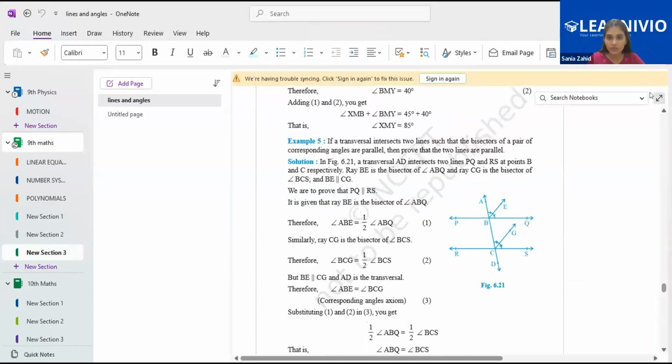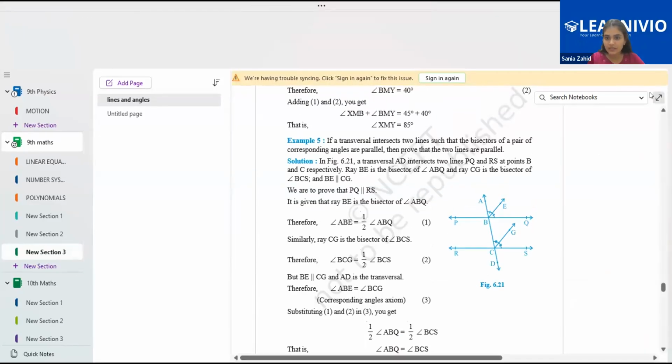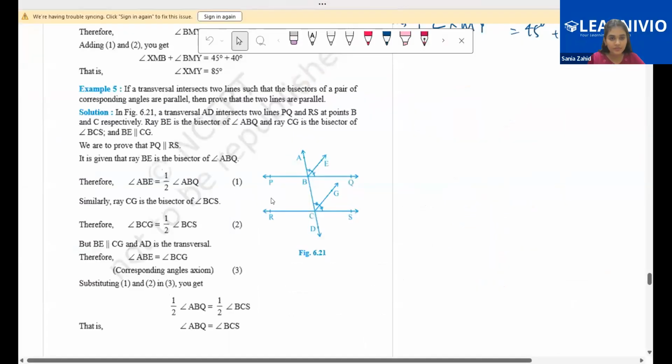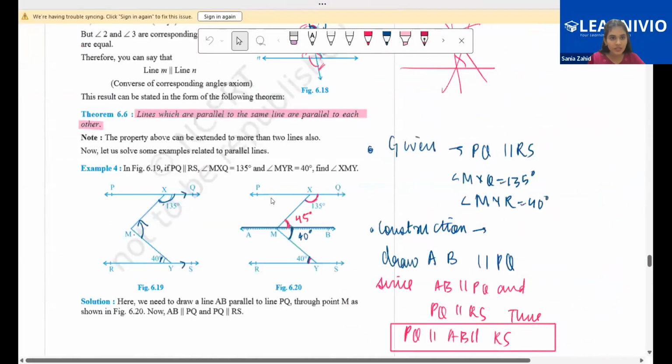Okay, so does everybody see my screen as well? Yes, ma'am. All right.